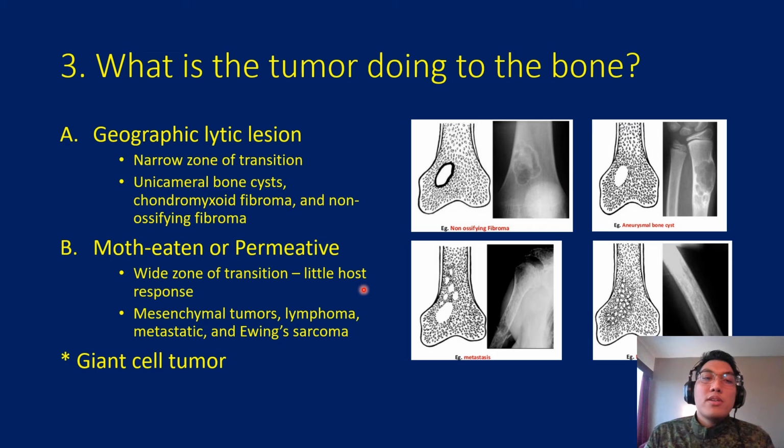A far more worrisome change is the appearance of a moth-eaten or permeative margin. In this situation, there is a wide zone of transition, meaning it is difficult to determine where the lesion begins and ends. The lytic change seems to percolate through the trabeculae with little host tissue response. These changes are typical of malignant lesions, including mesenchymal tumors, lymphoma, metastasis, and Ewing sarcoma.